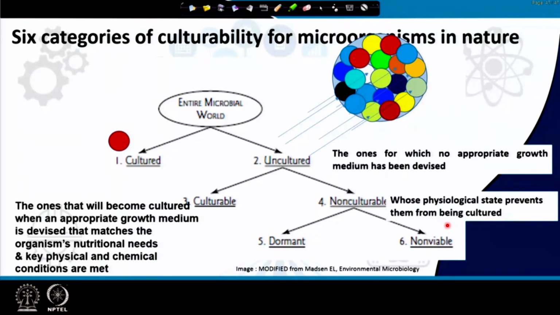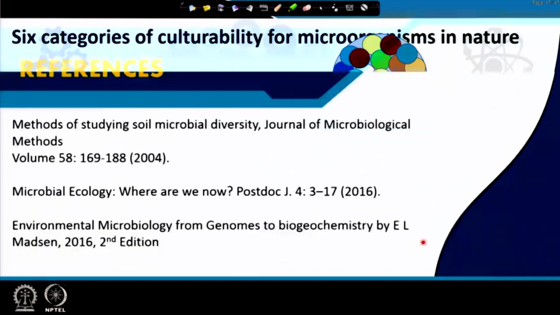And the last category could be non-viable. So if we have the entire microbial world in any kind of sample, drinking water, groundwater, lake water, soil, sediment, anything, we may think of having all these 6 categories. Among these, 1, 2, 3, 4 are definitely viable cells, but the last component could be non-viable.